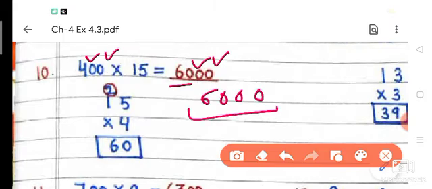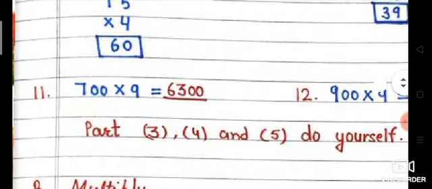60 and 2 more zeros. The 60 answer we got when we multiplied 15 by 4. So 15 fours are 60 and 2 zeros are already there, so place those 2 zeros also. Clear students? Now come to the 11th part.